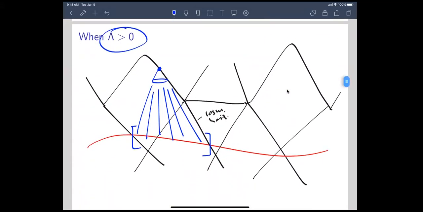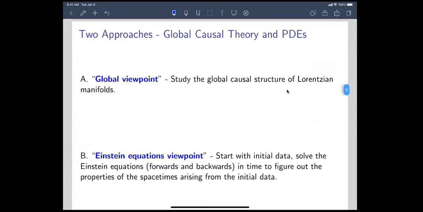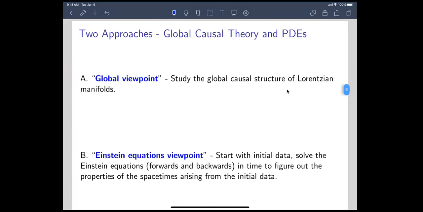And now the second comment is that anything you do in mathematical GR is one of two things, unless you're studying the exact properties of a solution. One is a global viewpoint, where you study the very coarse global structure of a Lorentzian manifold, right? You study causality theory, you study the properties of light cones, the intersections of light cones with one another, etc. You study these very coarse topological type things, okay?